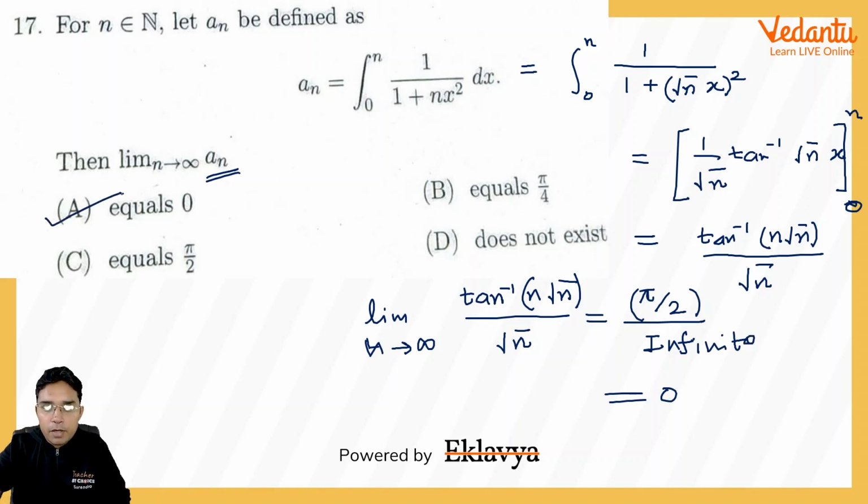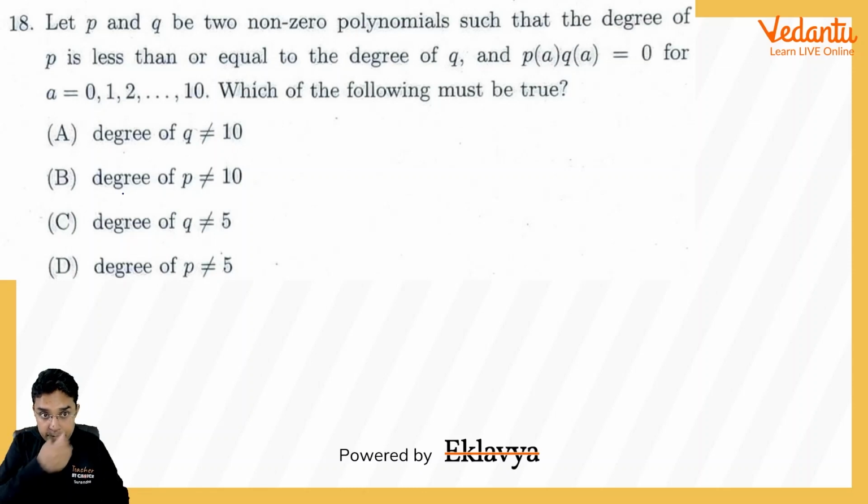Okay, now coming to the next question, that is 18. P and Q are two non-zero polynomials such that degree of P is less than or equal to degree of Q, and P(a) Q(a) is equal to 0 for a equal to 0, 1 to 10. Okay. So dear all, and then they are asking which of the following must be true: degree of Q, degree of P, and so on.